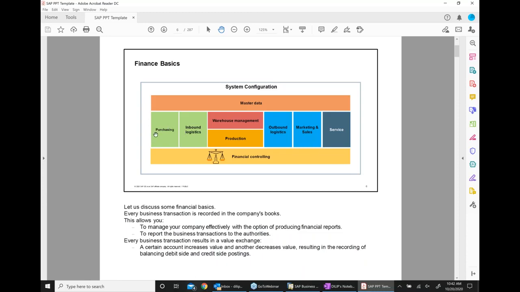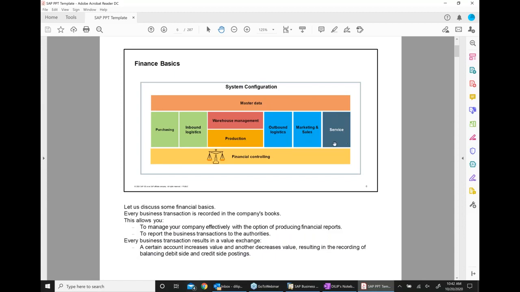So purchasing, we talked about. Inbound logistics, receipt and all that, we talked about. Warehouse management, creating the bins and all that, we talked about. Production process, we talked about. Outbound process basically means when you create a delivery to the customer. Then marketing and sales, we talked about, in which we created sales agreements, sales contracts, and sales orders.